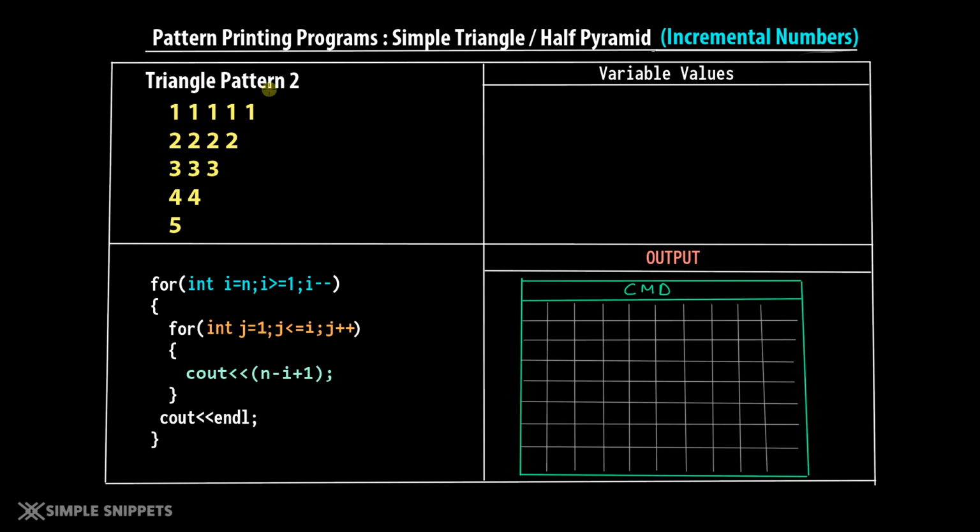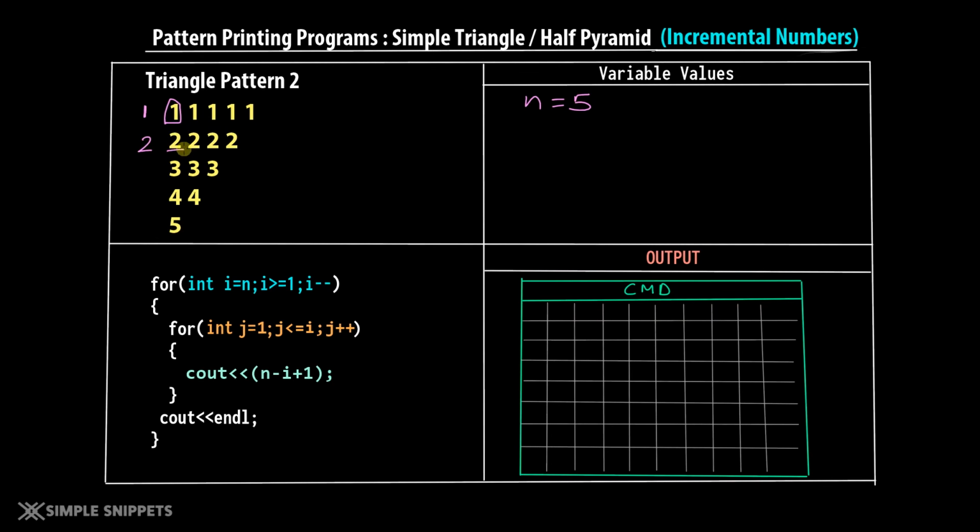So unlike pattern 1, which was starting with 1 element on the first row, 2 elements on the second row, 3 elements on the third row, in triangle pattern 2, we are printing the row number only. So this is row 1. So we are printing the value 1, but we are printing it 5 times. So if the user enters 5, that is n equals to 5, we will start from printing 5 units, that is 5 times 1.